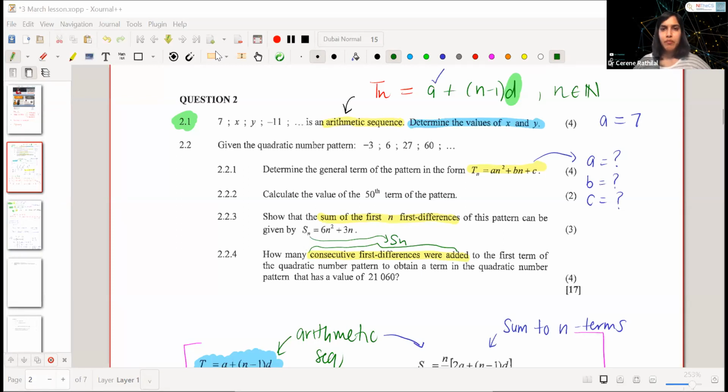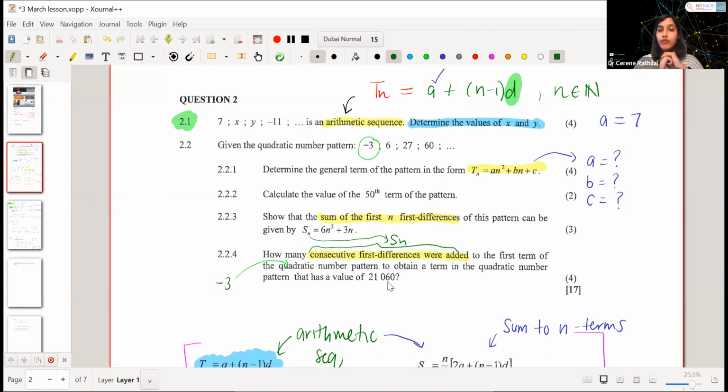Okay, good. You told me -3. Do you all see that the first term of the quadratic number pattern, which is here, is -3? That was the first term, so that is what I need. Right, so we want to know how many. For what n should Sn, being added to -3, allow us to obtain a value of 21,060? So let's read the question in full, word by word.